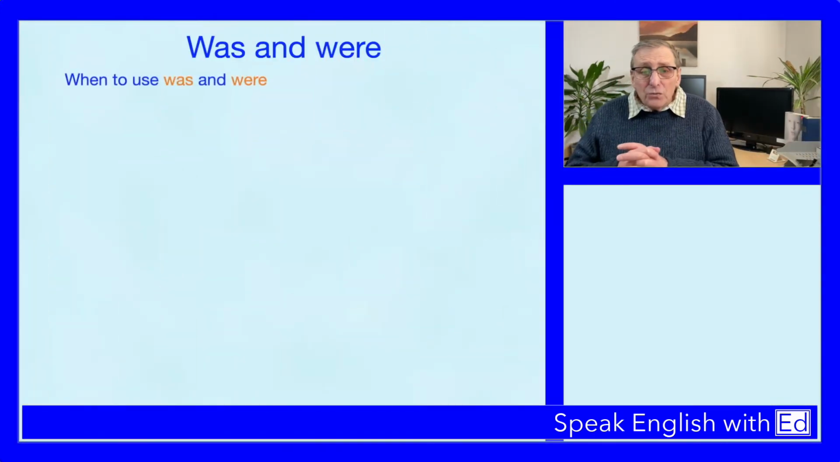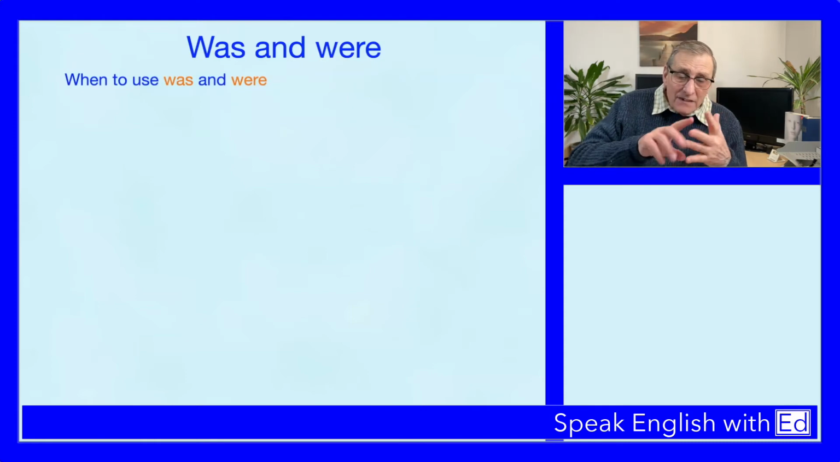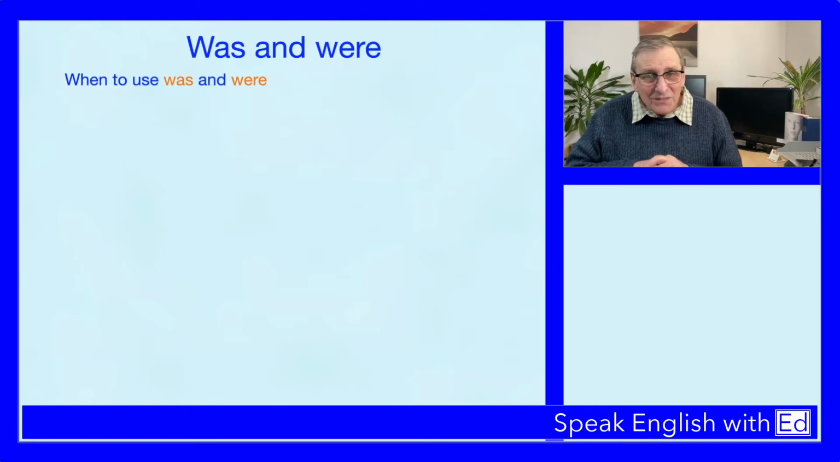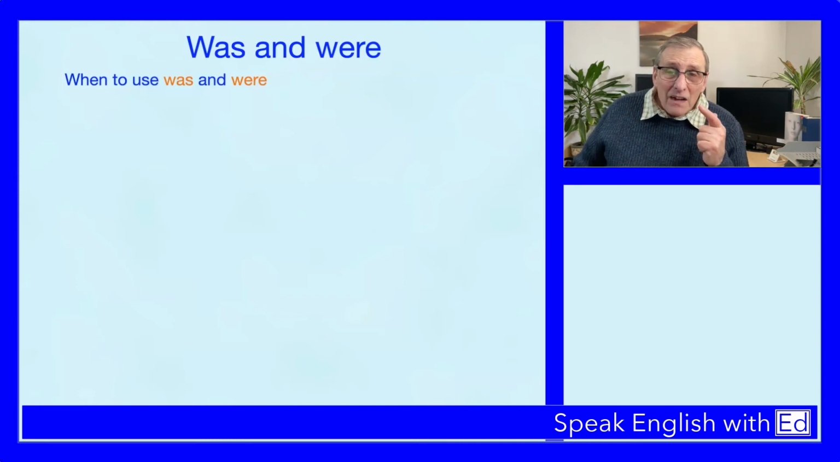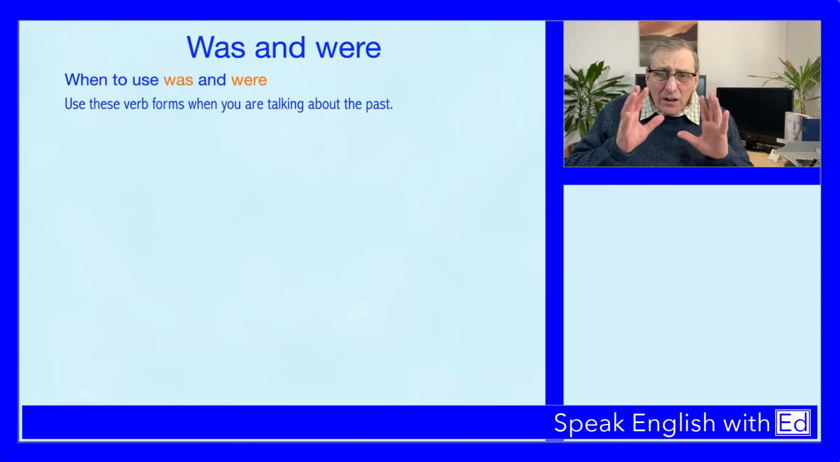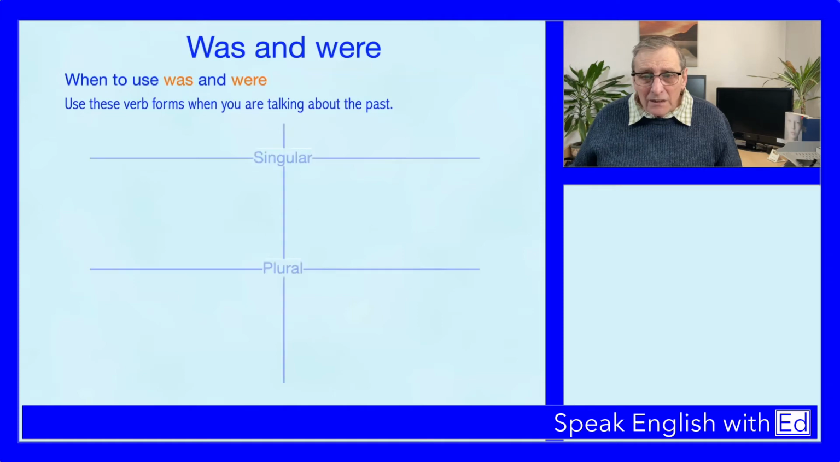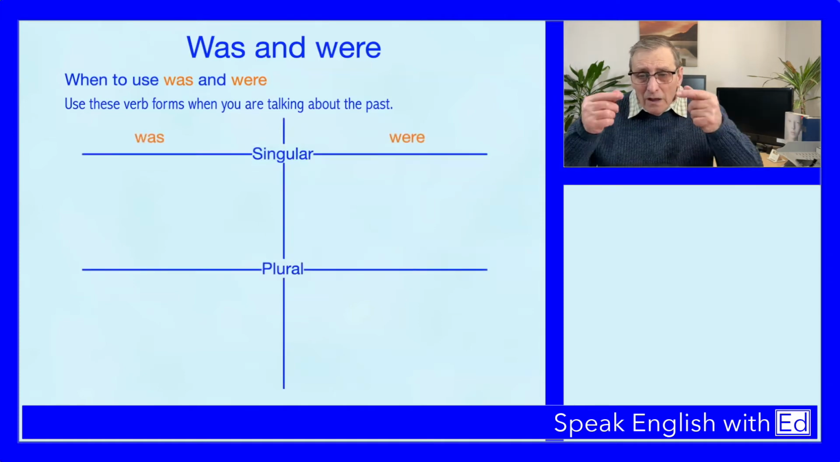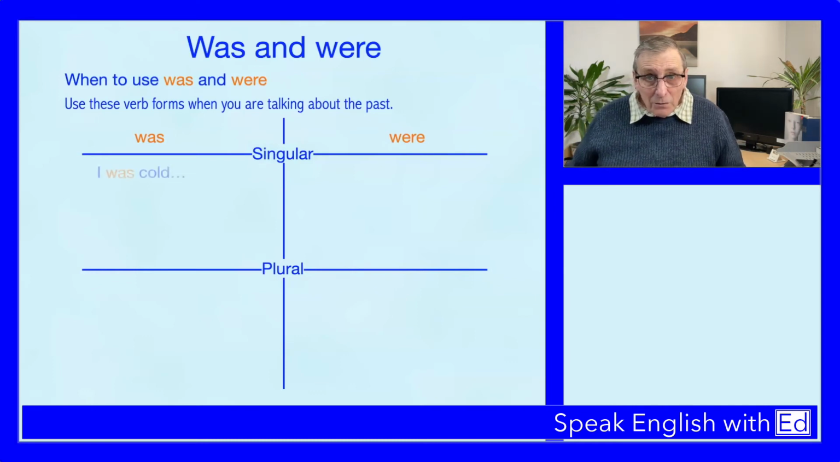Now, let's have a look at was and were. When do you use was and were? Do you know? What's the difference between am, is, and are, and was and were? What's the big difference between the two? Do you know? Let me tell you. Was and were are speaking about the past, things that have already happened. You're talking about the past. It's the past tense forms here. So let's look at was and were, singular forms at the moment.